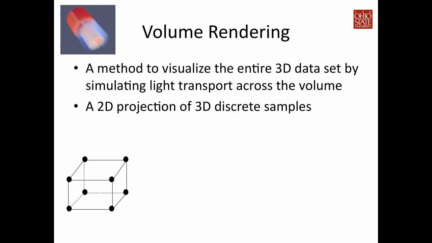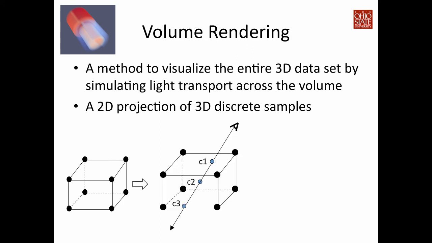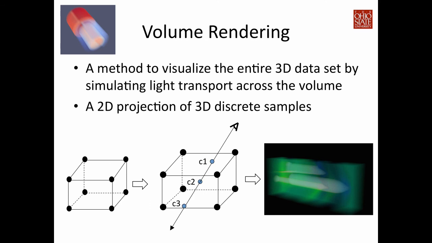Finally, if you want to look at the whole data altogether, one popular technique is called volume rendering. This is basically a method that allows one to visualize the entire 3D data by simulating how the light is transported through the volume space. Another way to look at it is you treat every data point as an element. You perform a 2D projection to the screen. This projection is done by sending many view rays from the camera through space, and then you composite, that is, you combine the colors together to form a final image. We are going to talk about this volume rendering algorithm in detail later in this course.